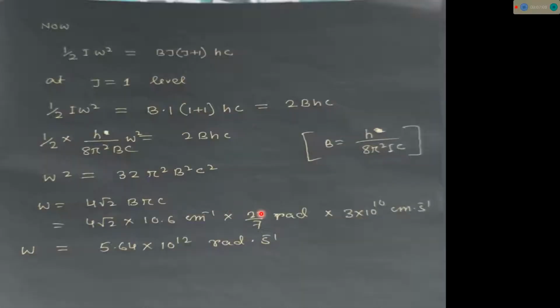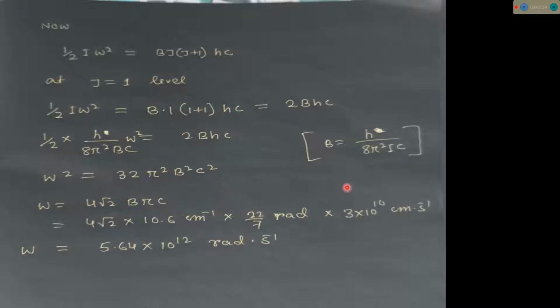Now we have to put the value of pi here, not 180. We have to put it in radian unit, means 22 by 7, because in the answer radian per second is given. So we have to put the value of pi here as 22 by 7, not 180. This is the one major point we have to keep in mind.